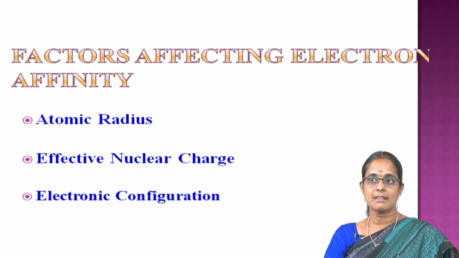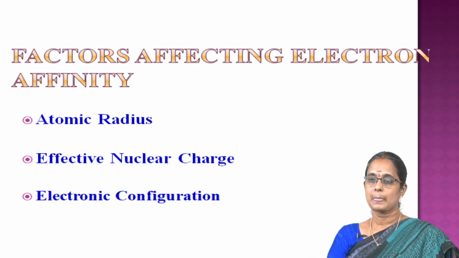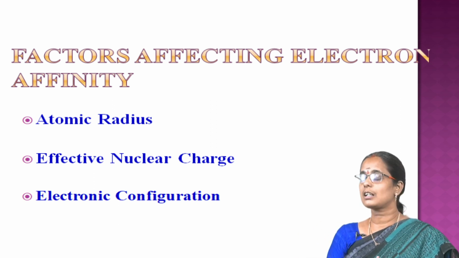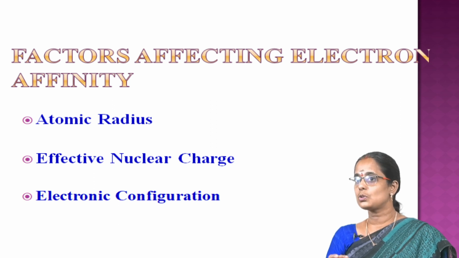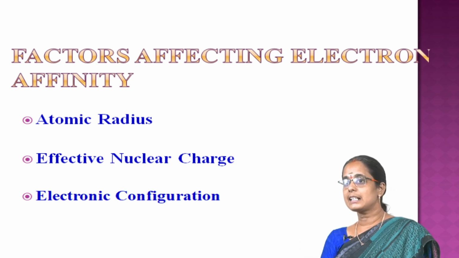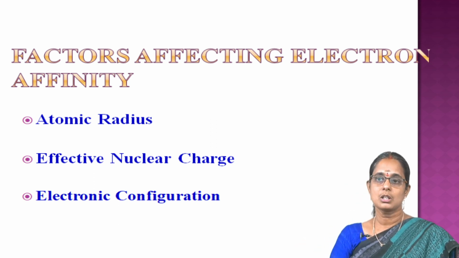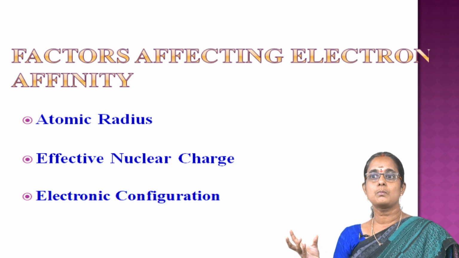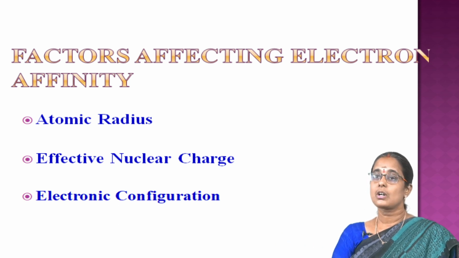But halogens have high electron affinity because their outermost electronic configuration is ns2 np5. So, they have a very high tendency to take up one electron to attain a stable noble gas configuration. So, halogens have high electron affinity.